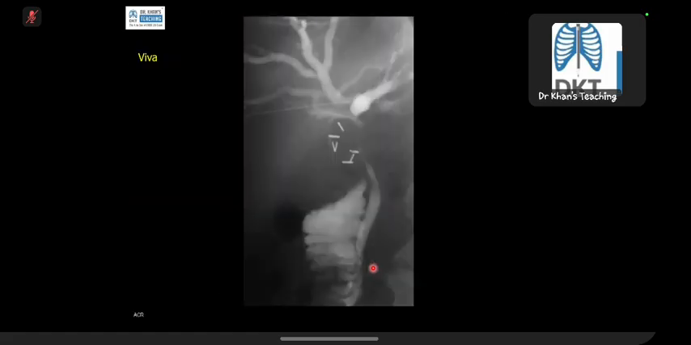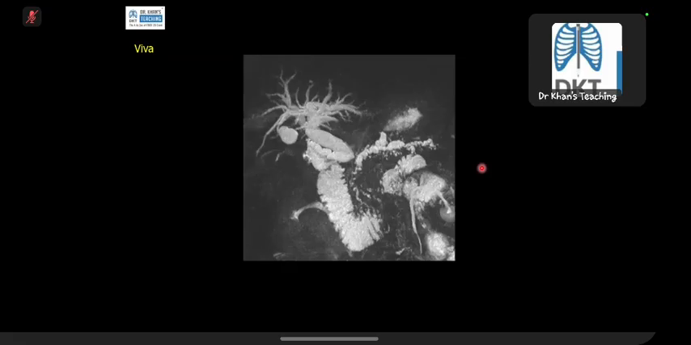Same concept on MRCPs. Okay, what is this? No, pathology. This is a PTC. There is a stricture here. What is your differential? Cholangiocarcinoma. Excellent. Klatskin.